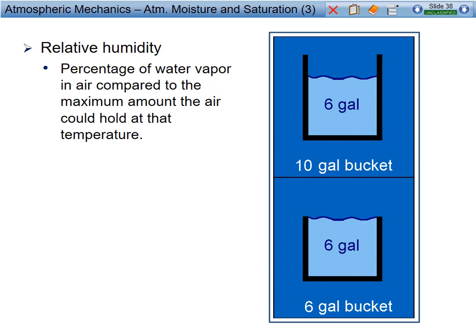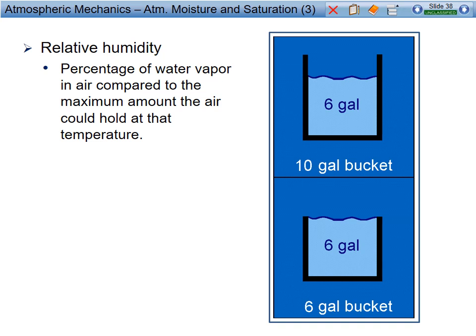Relative humidity is the amount of moisture the air is holding compared to the amount of moisture it could potentially hold when it is saturated. So anything less than saturation is considered relative humidity. In the case of the bucket example again, we have the 10-gallon bucket holding 6 gallons of water, so it's holding 60% of what it could hold, which would be like saying 60% relative humidity.